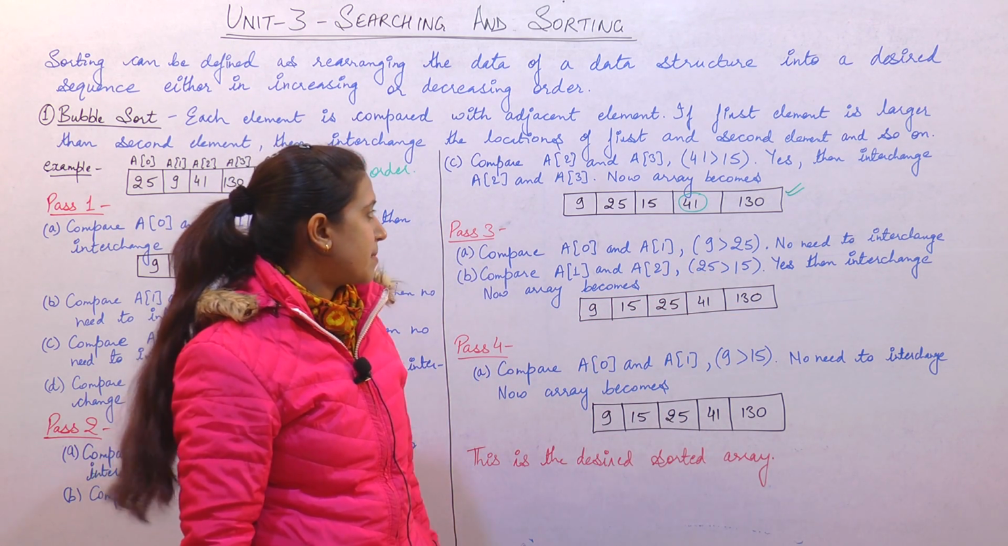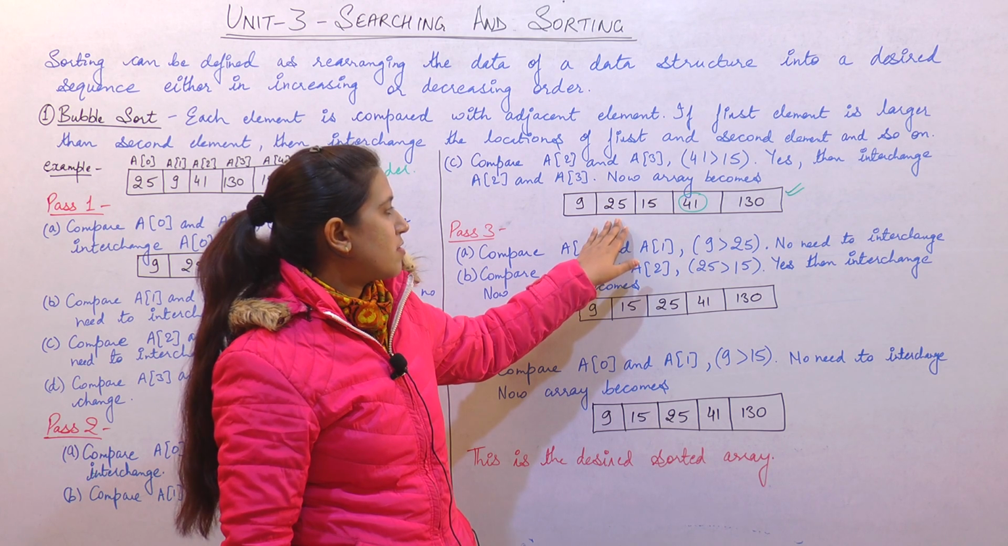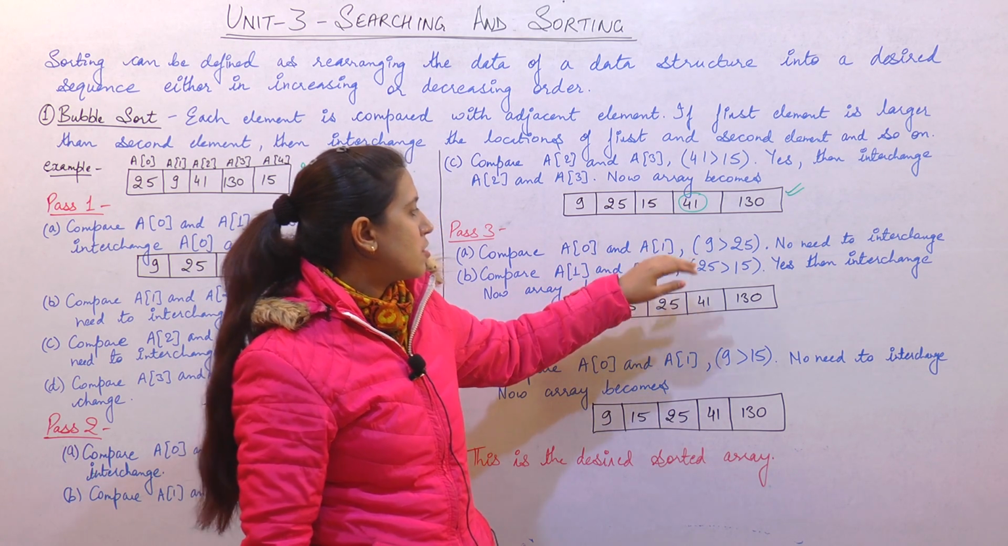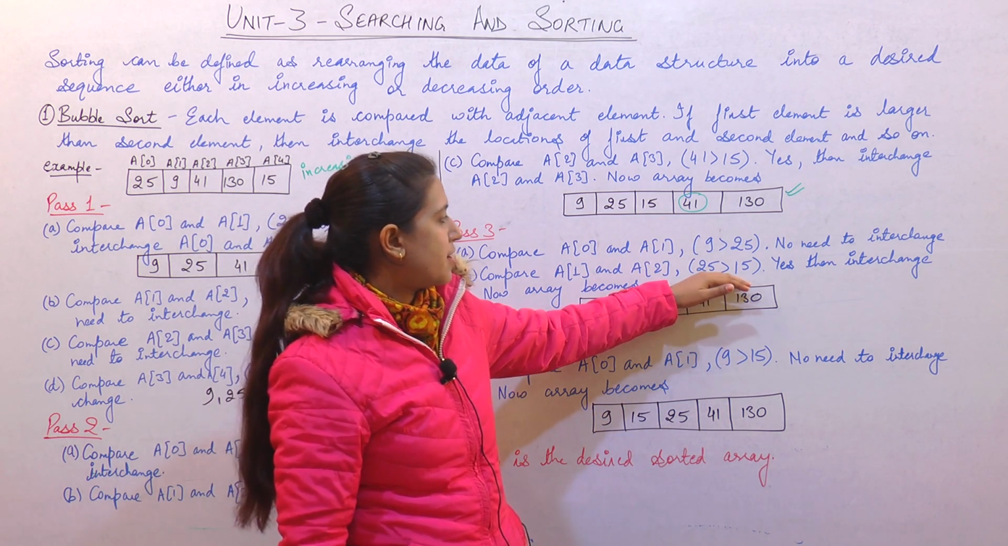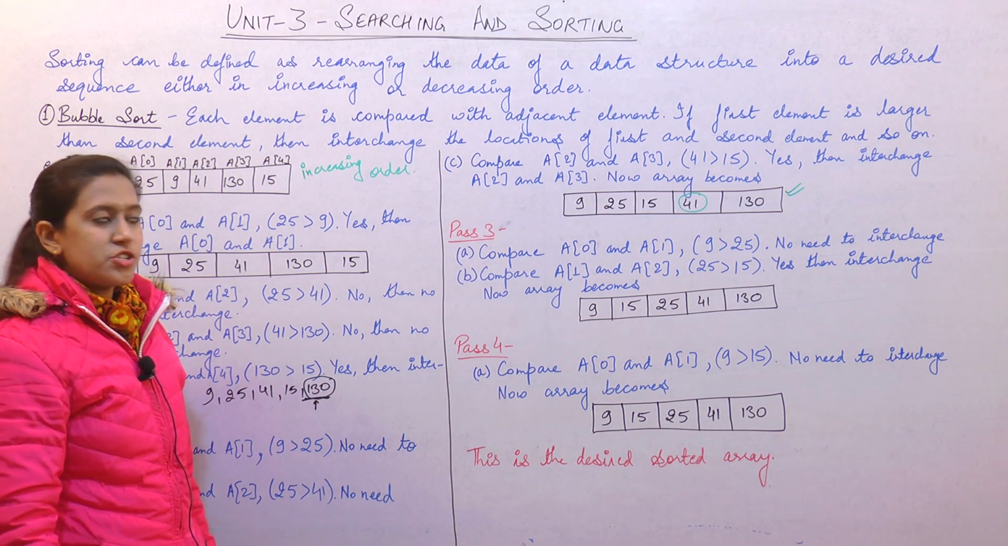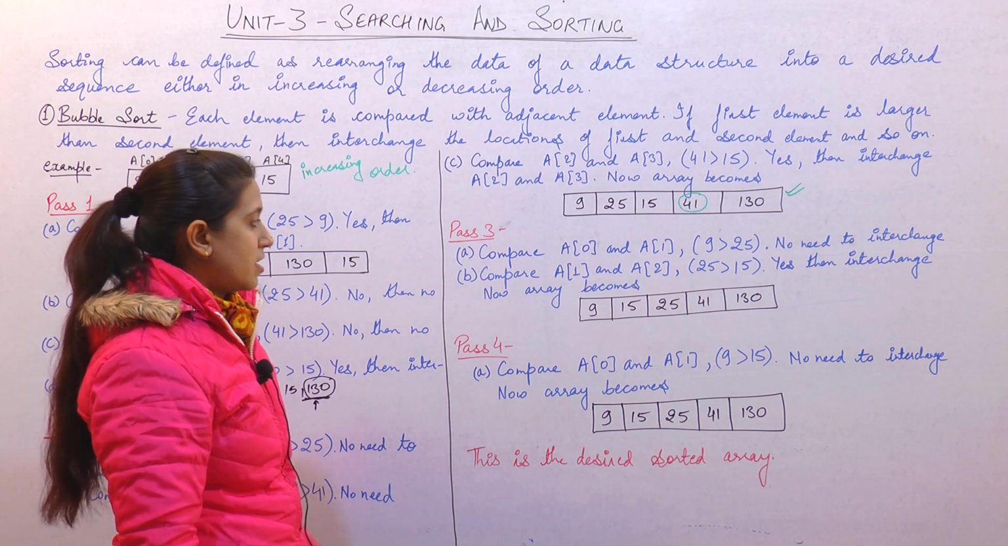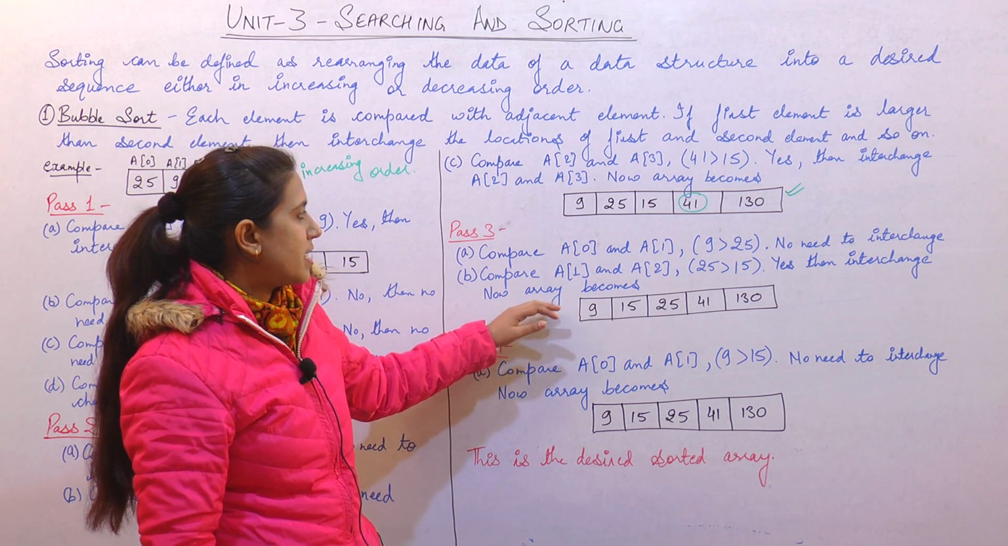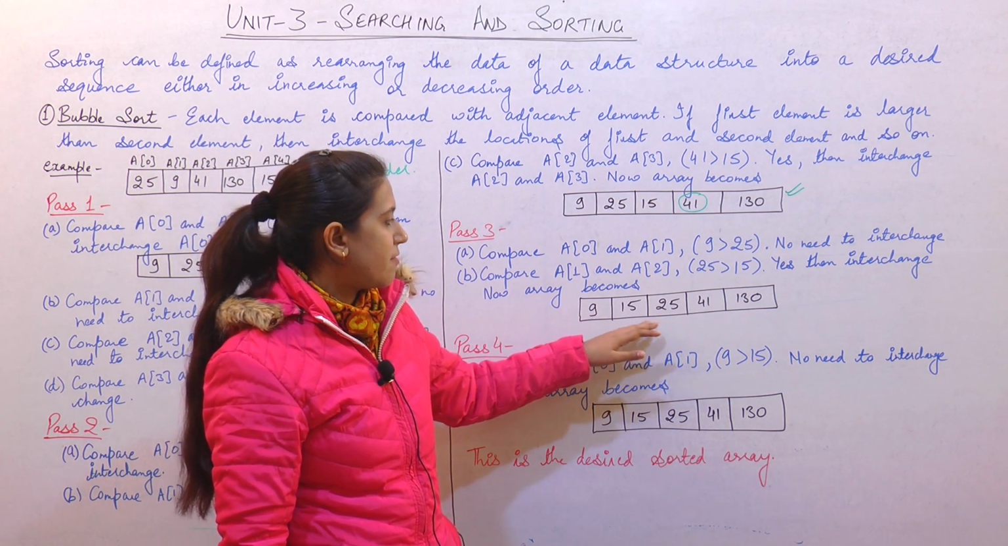Yes, that means the greater value is coming before the smaller value. So according to this situation, we need to interchange the positions of 25 and 15. So we will interchange the positions of 25 and 15.